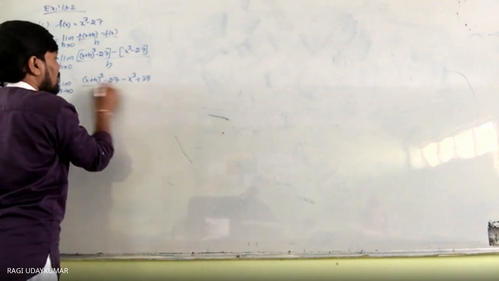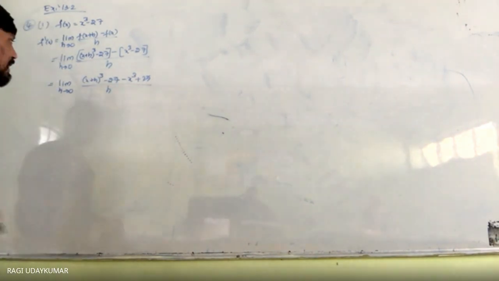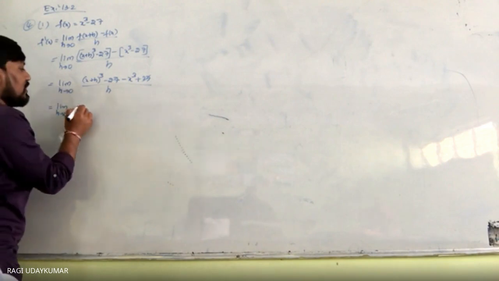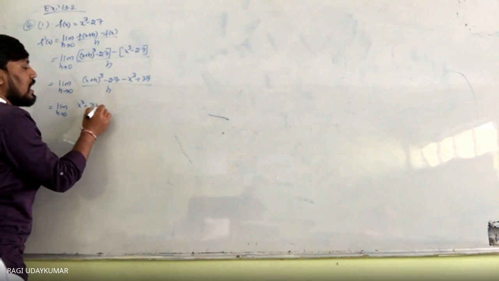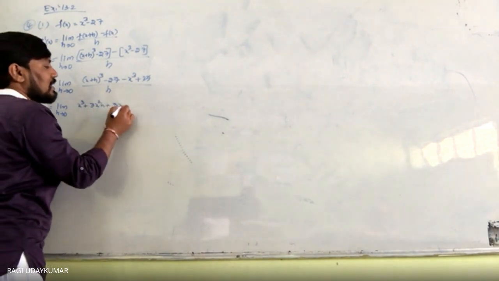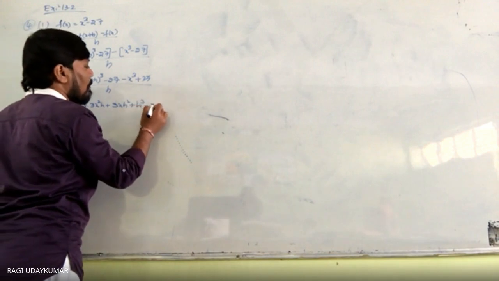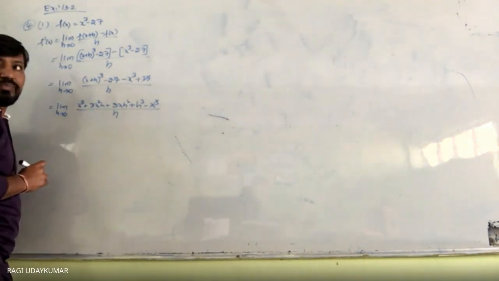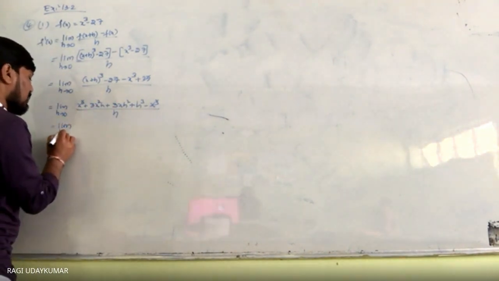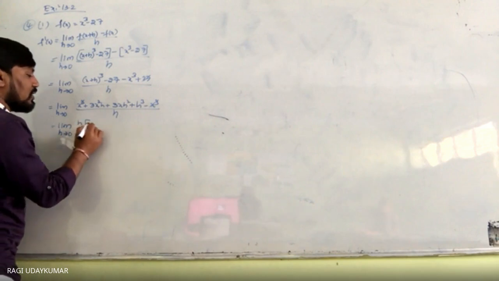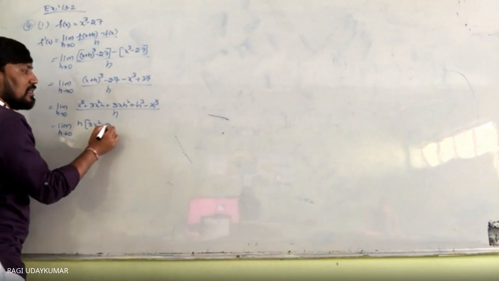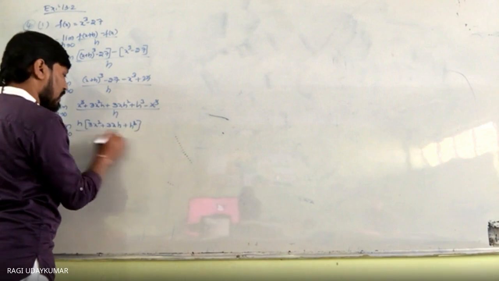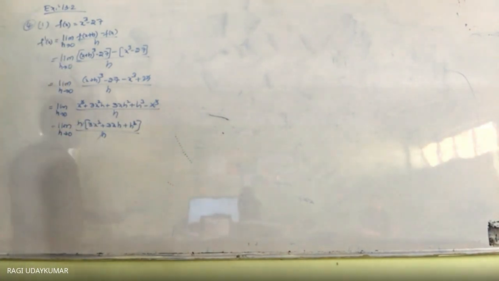Now 27 will get cancelled here, divided by h. And x plus h whole cube you can expand by using the a plus b whole cube formula. That is x cube plus 3x square h plus 3x h square plus h cube minus x cube by h. X cube and x cube will get cancelled. So what do you get here? Limit h tends to 0. From this, if you take h common, 3x square plus 3xh plus h square by h. This h and h will get cancelled.